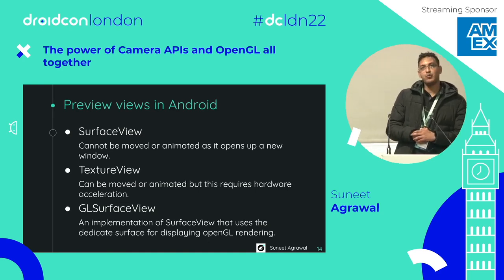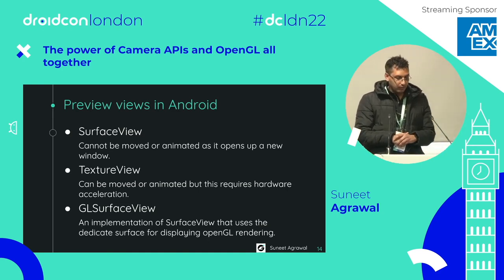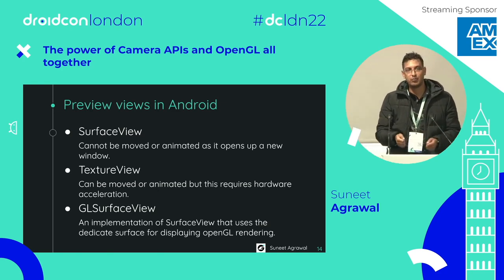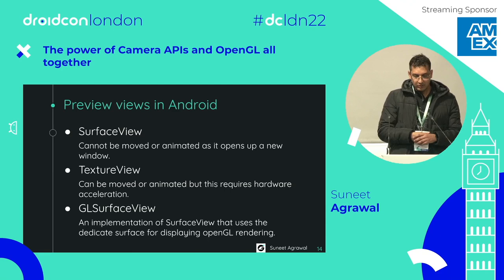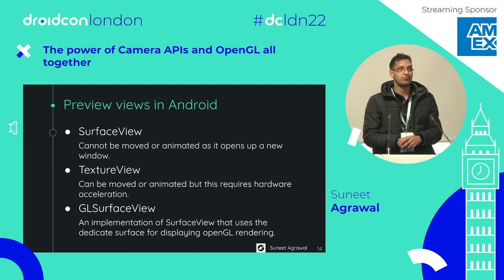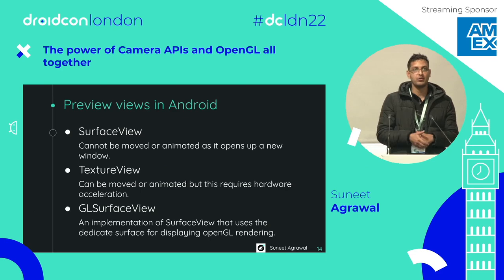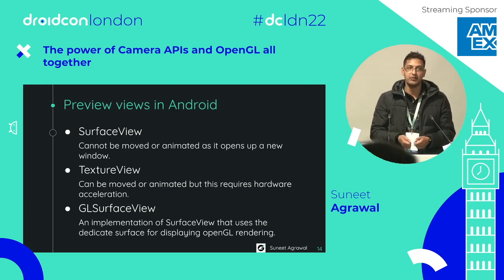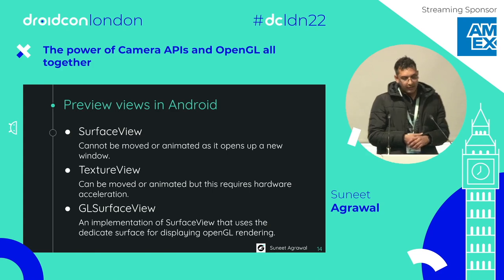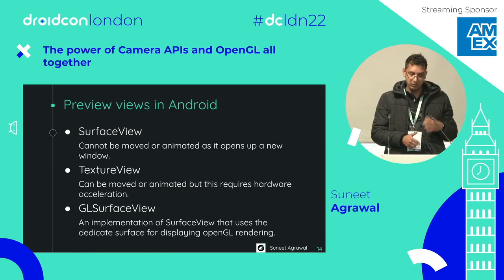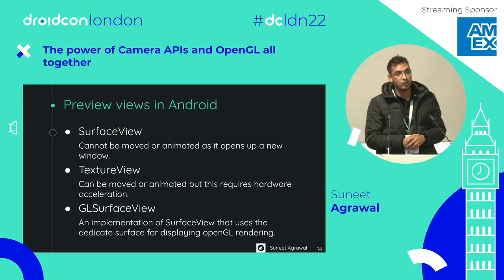The second one is texture view. Texture view is something that cannot be moved. When I say moving, I mean the objects moving inside; it will be still. It cannot be moved and animated because this requires hardware acceleration. I'm not sure if all of you have heard about hardware acceleration or not, but in the manifest file you need to define whether hardware acceleration is required for you or not, right? The third one, which is really popular, is GLSurfaceView. It's an implementation of surface view that uses a dedicated surface for displaying OpenGL rendering.